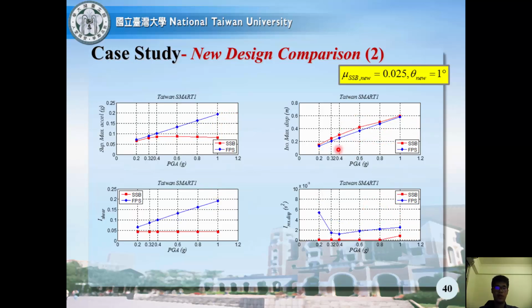And if the system is under the Taiwan Smart 1 earthquake, then we may see that SSB is more effective under various PGAs. By using the new design parameters, it may also lower down the displacement gap between the two systems. And finally, we may see that when the system is under the Taiwan Smart 1 earthquake, it barely has residual displacement.